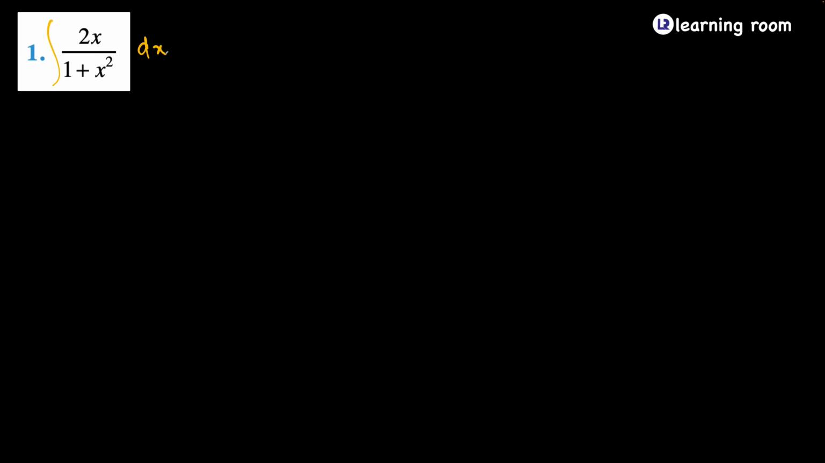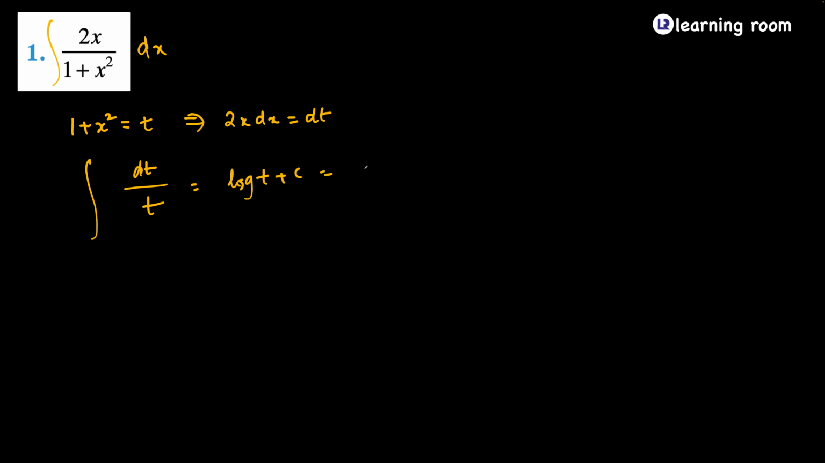Differentiation. Right. So you need to take the denominator as t so that you will get 2x dx equal to dt. So the integral of 2x dx divided by 1 plus x square is dt divided by t. The answer is log t plus c. What is the answer? Log of mod t plus c. Log of mod of 1 plus x square plus c.